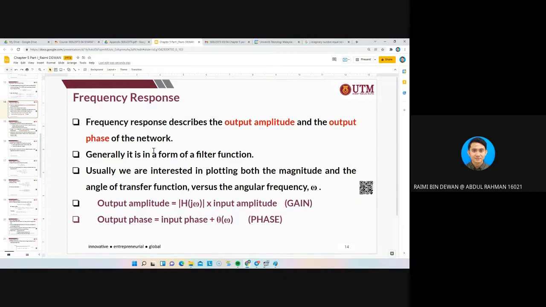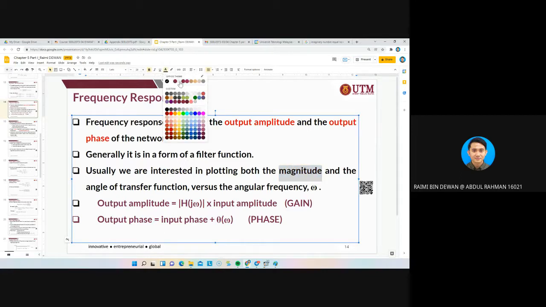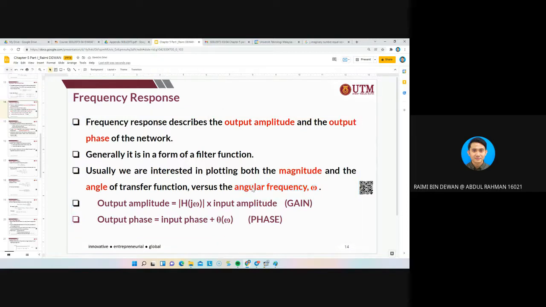Okay, generally it is in the form of a filter function. Usually we are interested in plotting both the magnitude and the angle of the transfer function versus the angular frequency. This one is usual, but this one is for the filter function. But we have been familiarized, right? Our x-axis is at the time domain or omega domain. But nothing changed so much. We still have our magnitude and angle over the x-axis here, which is the angular frequency.